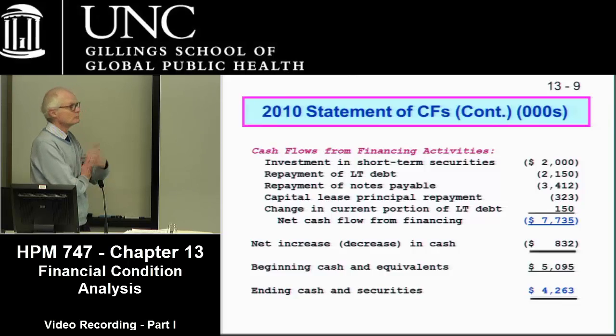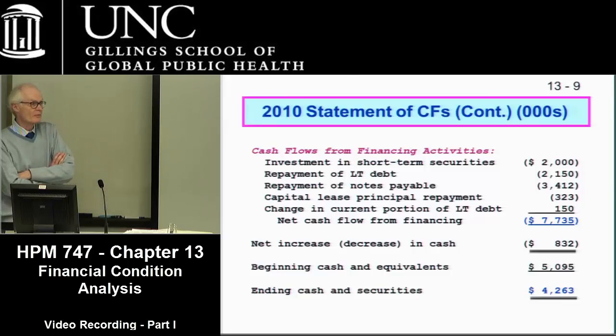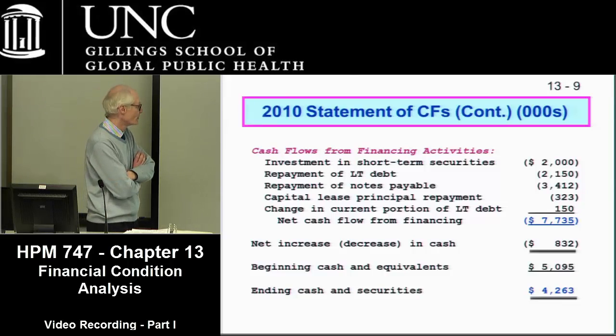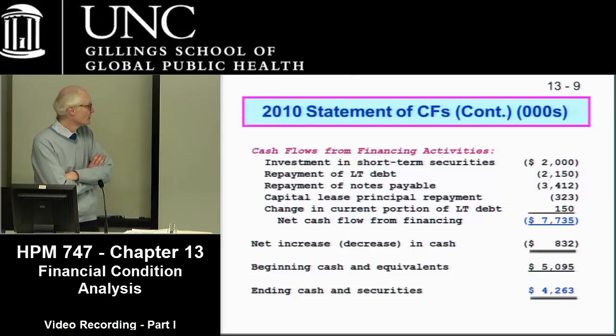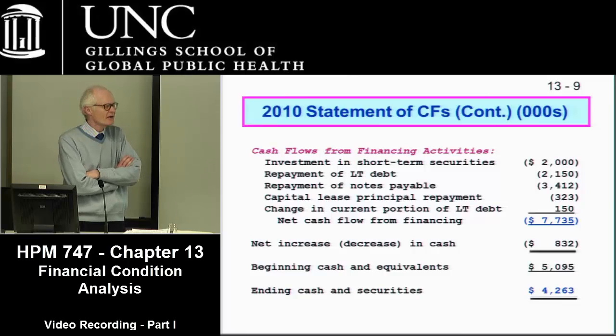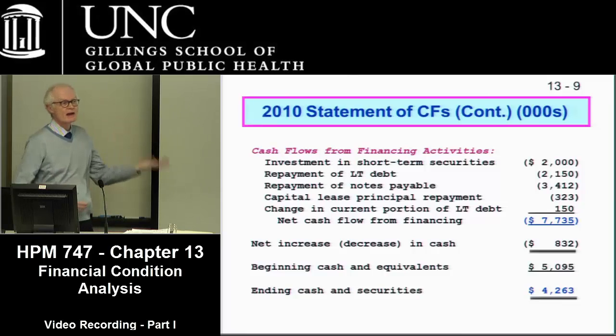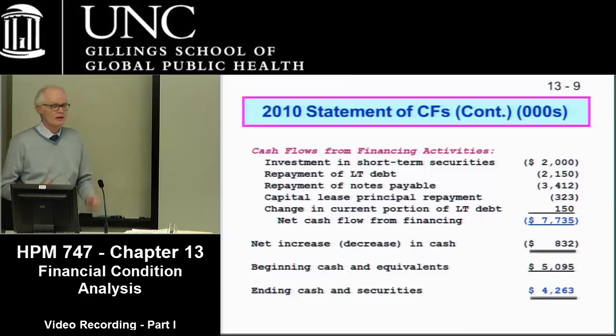Less cash this year than we did last year. Yeah, they've used up. Last year they had $5 million. This year they've got $4.3 million. So they've used $800,000 for a variety of investment and financing and operating activities.